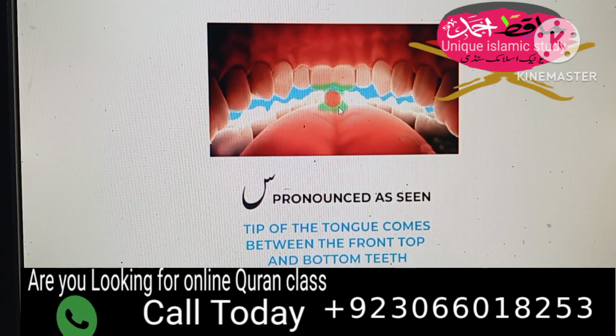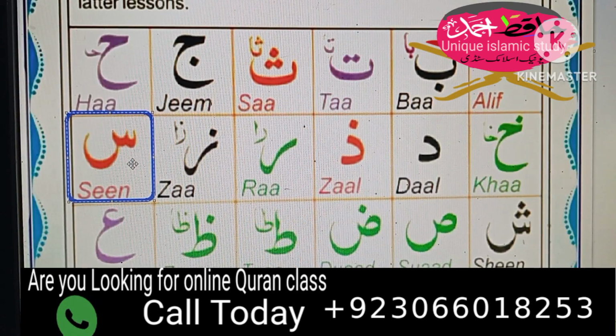This is the tip of tongue and this is the front teeth. So use the tip of tongue between the front top and bottom teeth, the mid of that. So you will use from here, sin. Please read after me. Sin, sin.